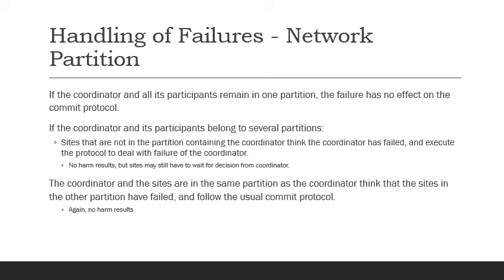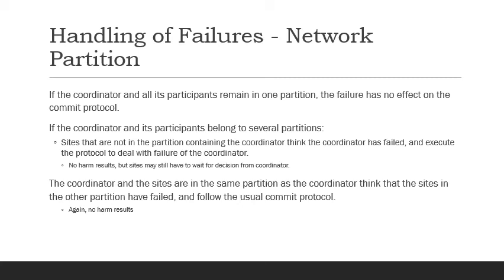Next is handling of failures, network partition. If the coordinator and all its participants remain in one partition, the failure has no effect on the commit protocol. If the coordinator and its participants belong to several partitions, then sites that are not in the partition containing the coordinator think that the coordinator has failed and execute the protocol to deal with the failure of the coordinator. So no harm results, but sites may still have to wait for a decision from the coordinator.